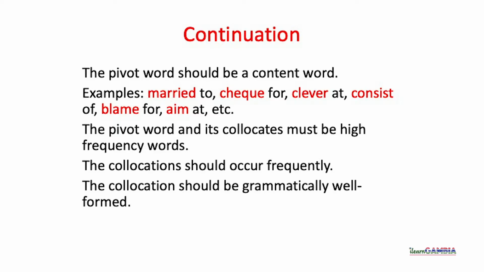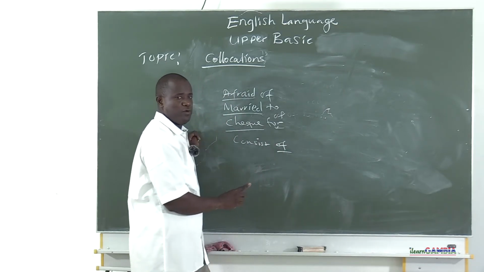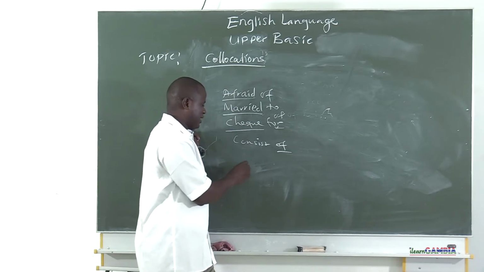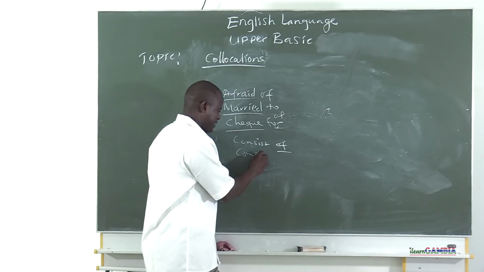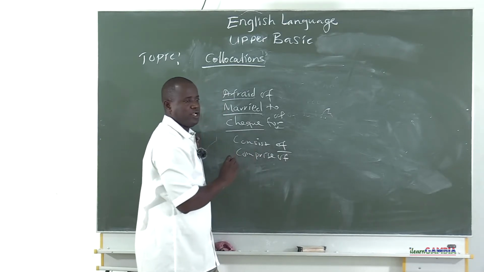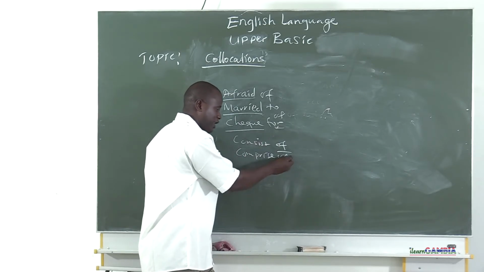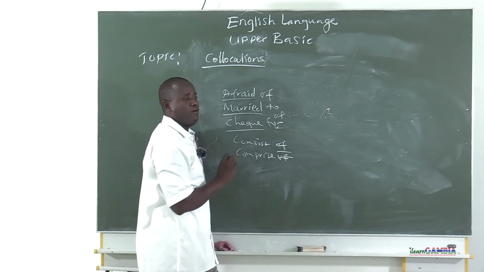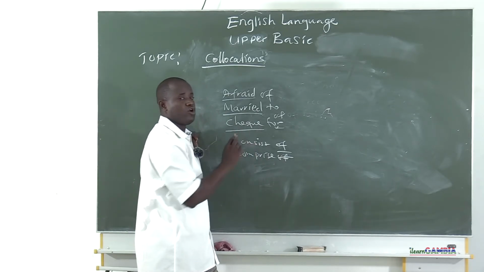So we also have clever at. Consist of. Look at this: consist of. So consist collocates with "of", which means comprise. Here, I want you to understand that the word comprise does not take "of"; it doesn't collocate. When you say comprise, it means consist of. Therefore, it is not correct to say comprise of. Comprise does not collocate with "of". The word that collocates is consist.